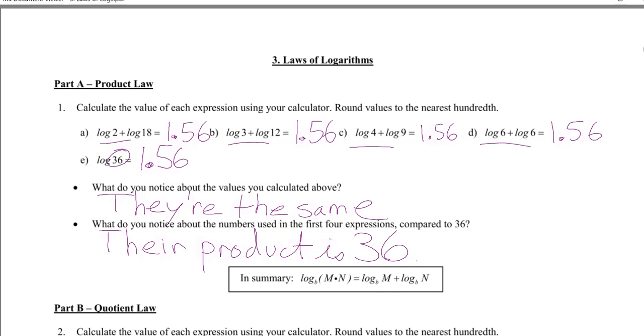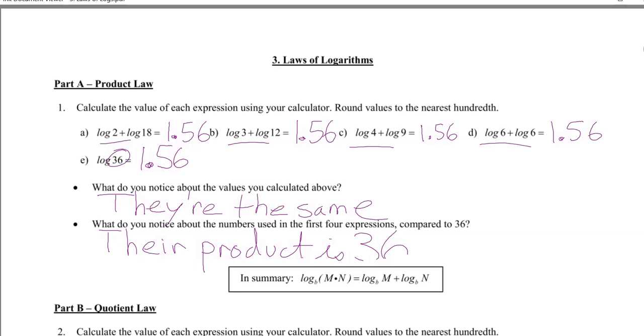In summary, the log base b of m times n is equal to... so the log of a product. I made sure it would match with your formula sheet. When you look at the formula sheet, you can see the same thing. In words, this says the log of a product is equal to the sum of the individual logs. Here we were summing up these logs, but that's equal to the log of the product.